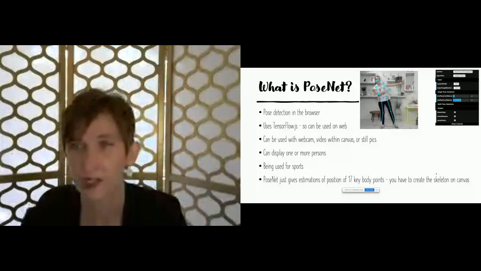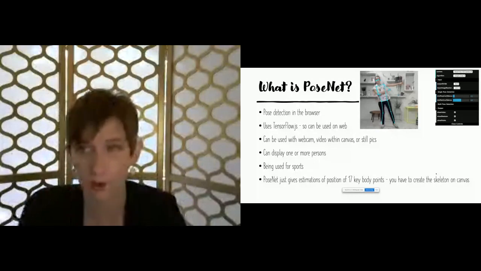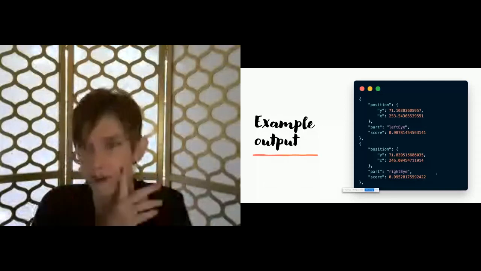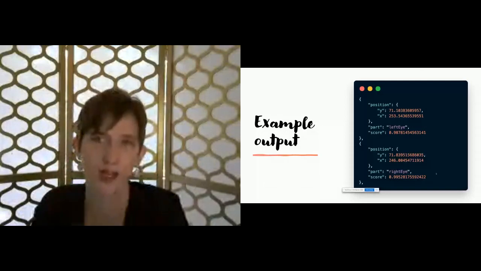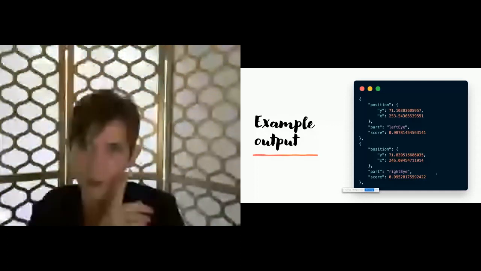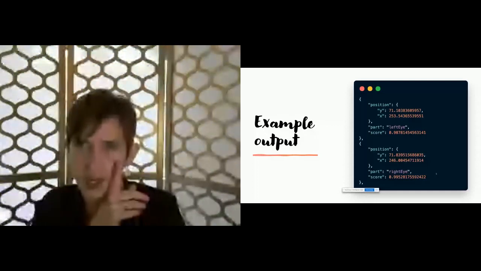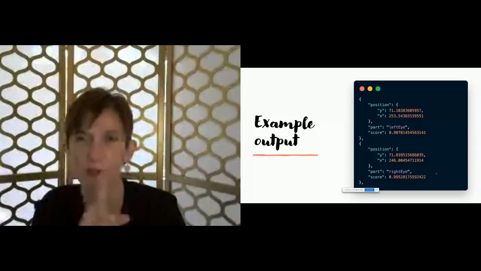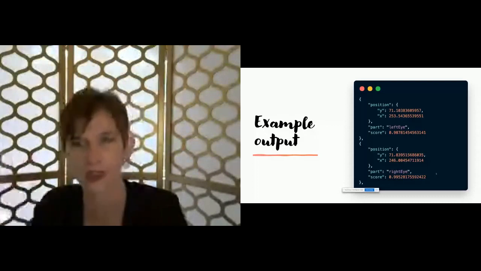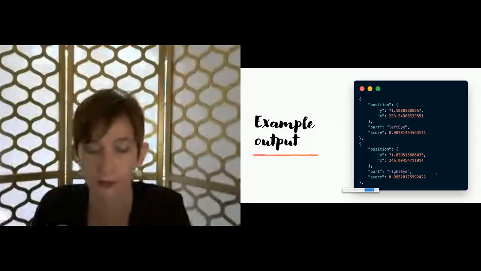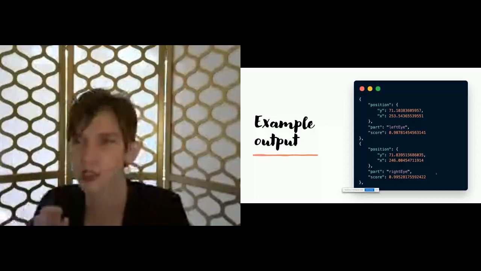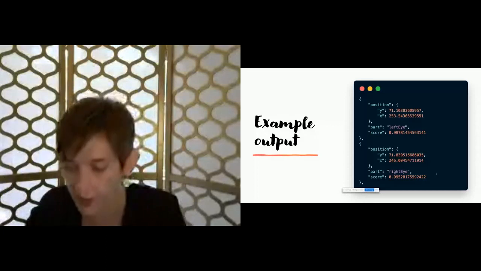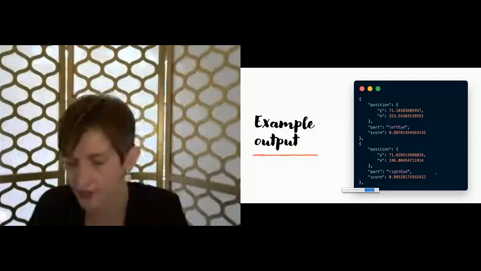So PoseNet just gives you a little JSON object here, and it just gives you the XY position of what it thinks is the left eye, and it gives you a score. So I'm 99% sure that I'm looking at the left eye at position X and Y. So it's your Cartesian coordinates, and it's figuring out which are the positions of these 17 key points. And for every frame of a video, it'll send you another iteration of this JSON object. So it gives you a lot of data that you then are allowed to analyze on your own.